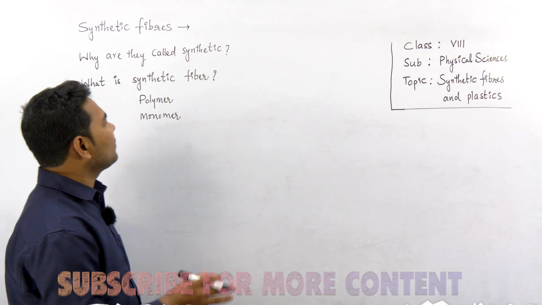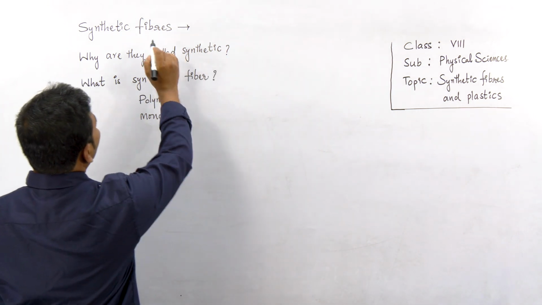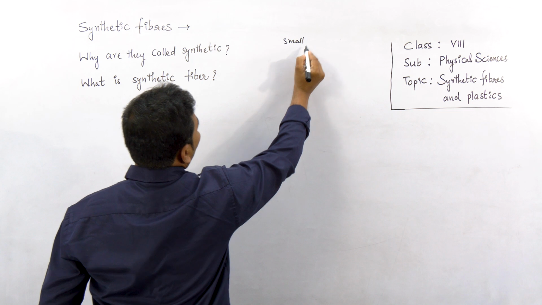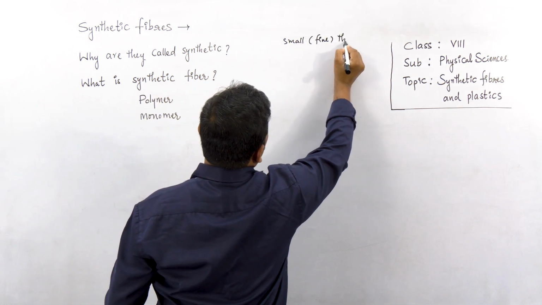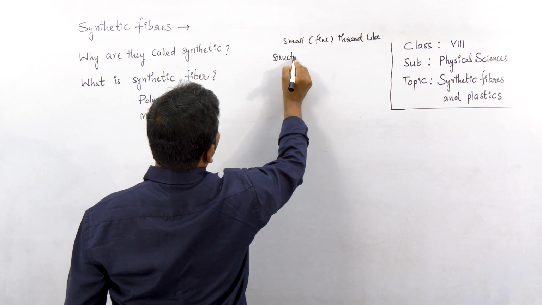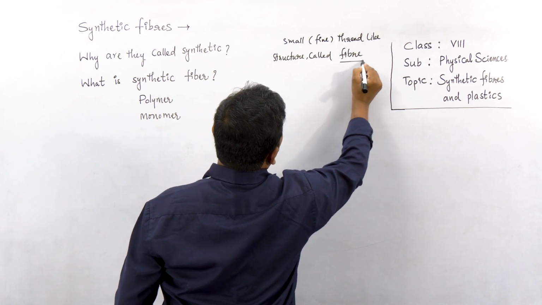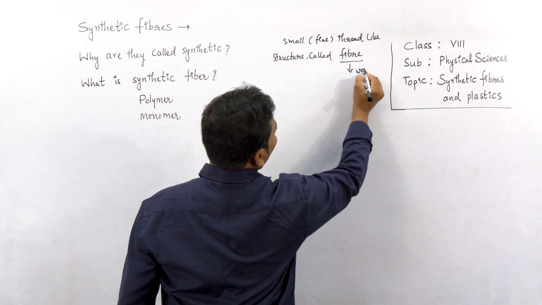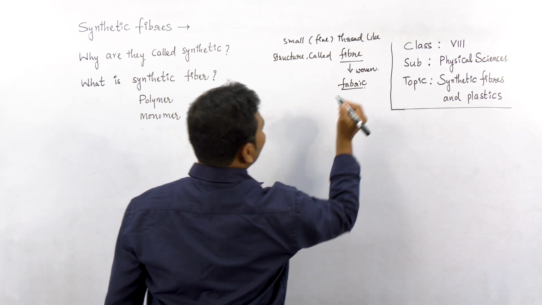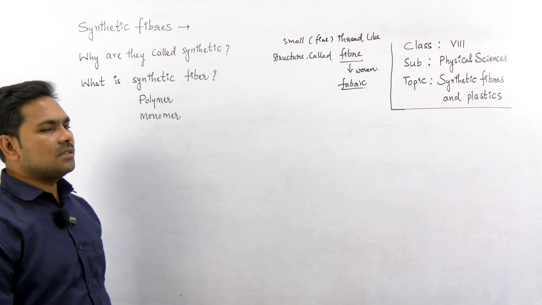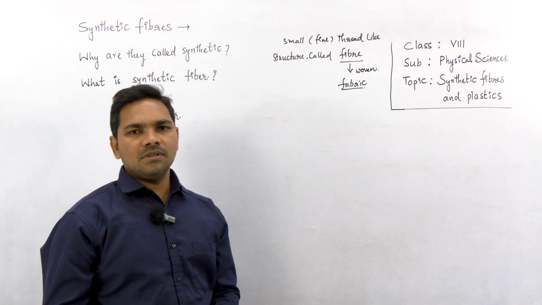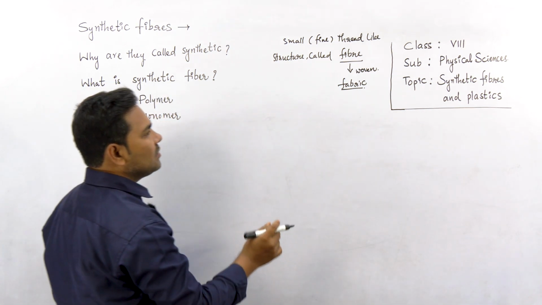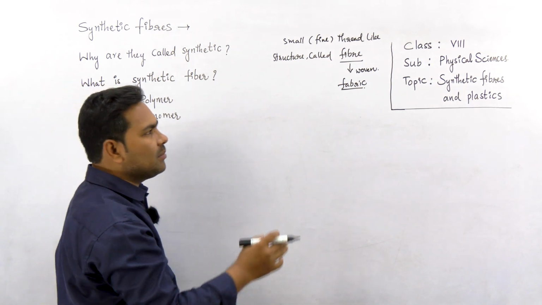Now based on this, what is a fiber? Let me write. A fiber is a small or fine thread-like structure called fiber. From this, fiber is generally woven to make fabric. For this weaving process, we generally use looms, right? Power looms or hand looms are used based on the source of the fabric that we use, the type of the fiber we use, right?